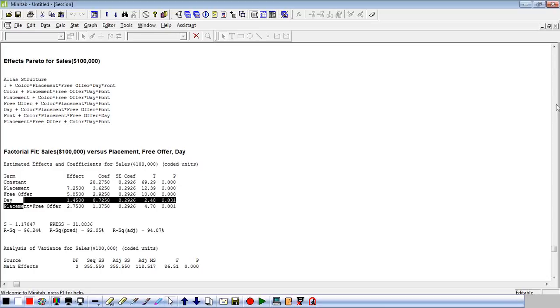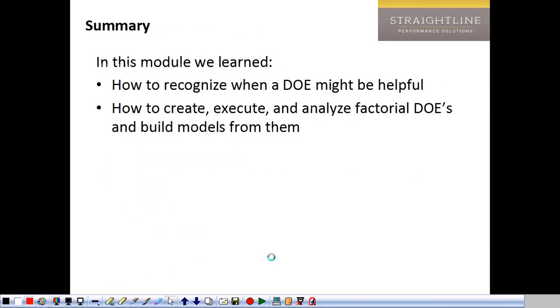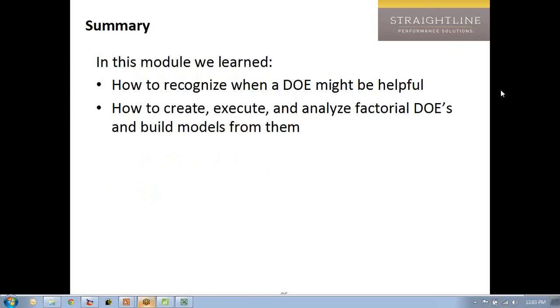Okay. So this was a fairly long lecture, and I hope you enjoyed it. Basically, we covered two things. One is recognizing when DOE might be helpful. And the second is we talked about how to create, execute, and analyze factorial DOEs and build models from them.